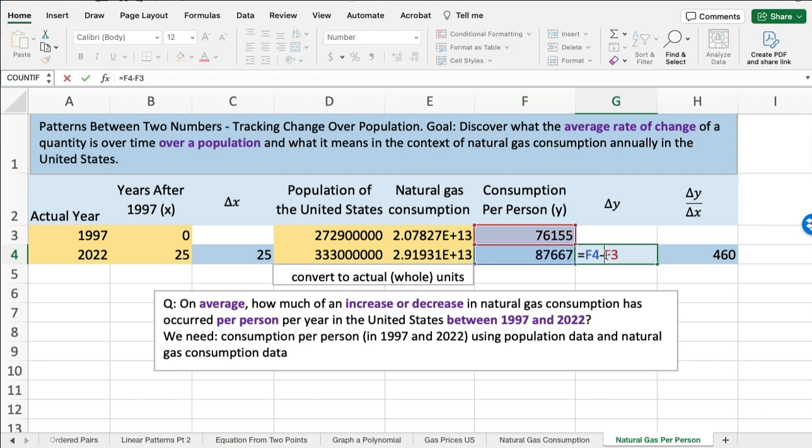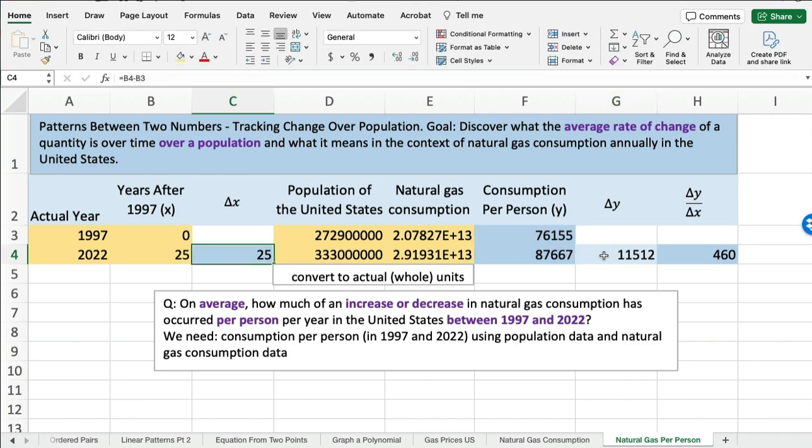Then over here in column G, we just subtract, so we get equals F4 minus F3 because that's our delta y. And once we have our delta x and our delta y, we go over here in column H and we divide those two to get our average rate of change. Remember, average rate of change is always going to be delta y divided by delta x. And that equals G4 divided by C4.